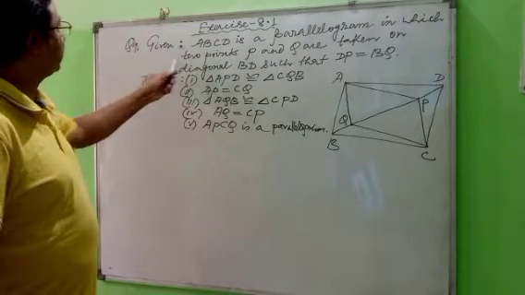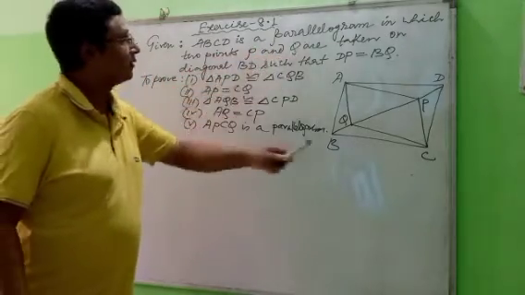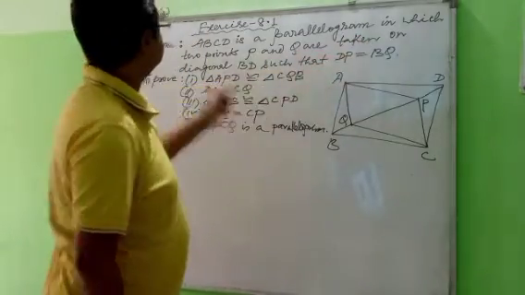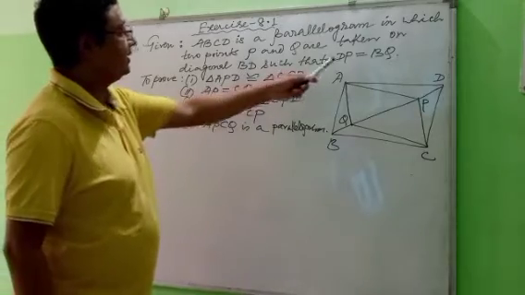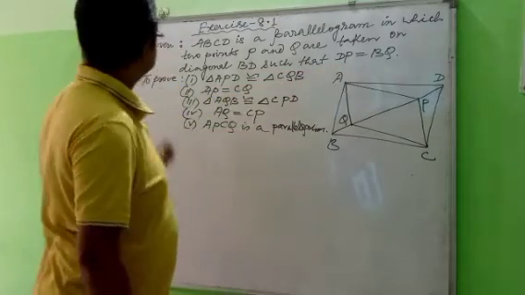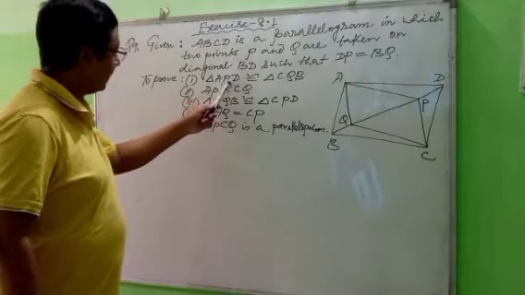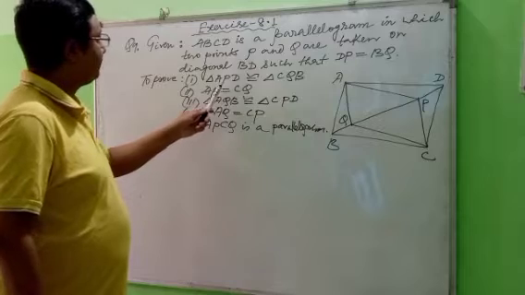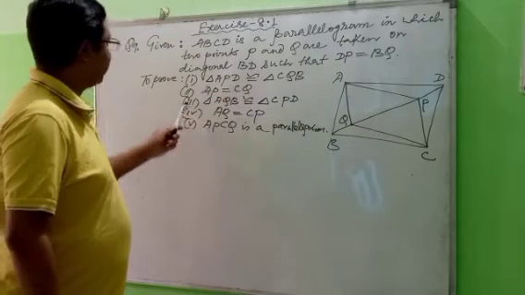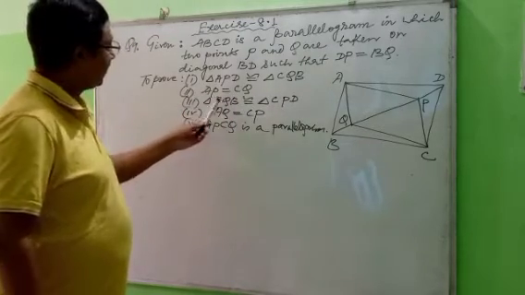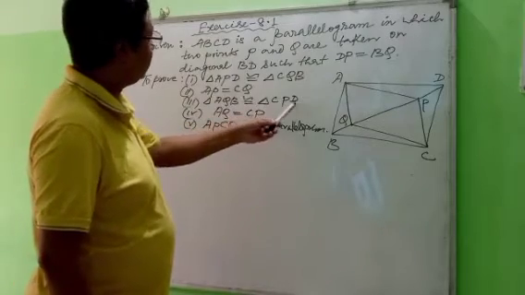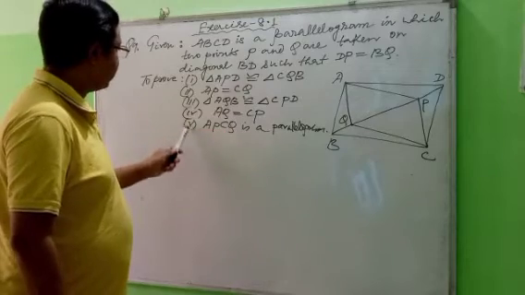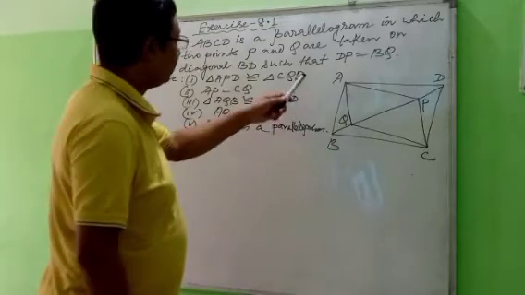It is given that ABCD is a parallelogram in which two points P and Q are taken on the diagonal BD such that DP equals BQ. Now, to prove: one, triangle ABD congruent to triangle CQB; two, AP equals CQ; three, triangle AQB congruent to triangle CPD; four, AP equals CP; and five, ABCQ is a parallelogram.